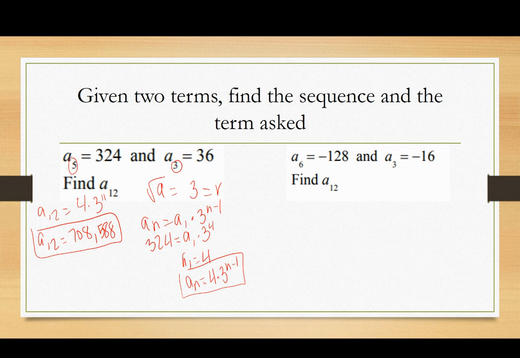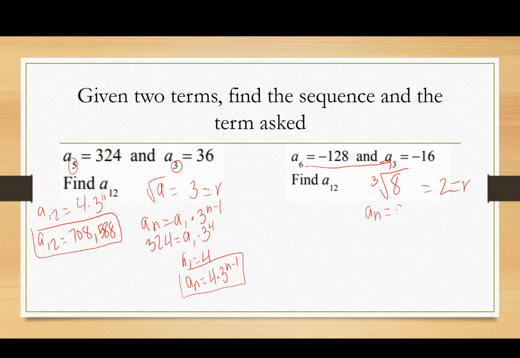And now let's look at the next one because it's slightly different. So once again, we're going to take the 6 one and divide it by the 3. So -128 divided by -16 gives me 8. To go from 6 to 3, that's 3 away. So I'm going to cube root it. So the cube root of 8 is 2. So that means my r is 2.